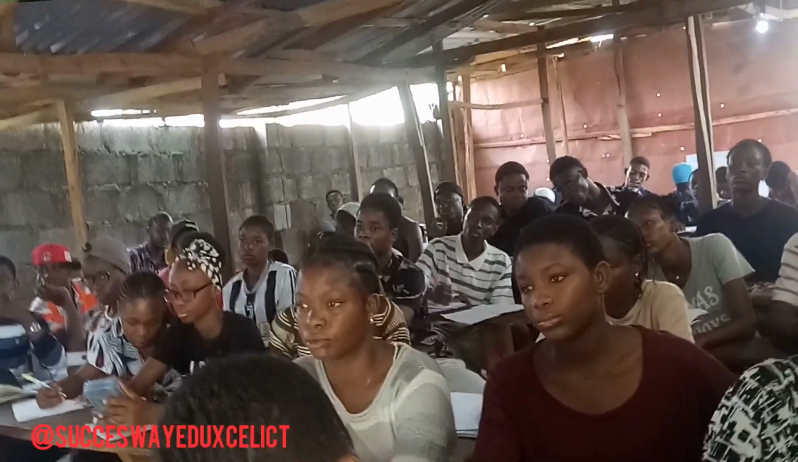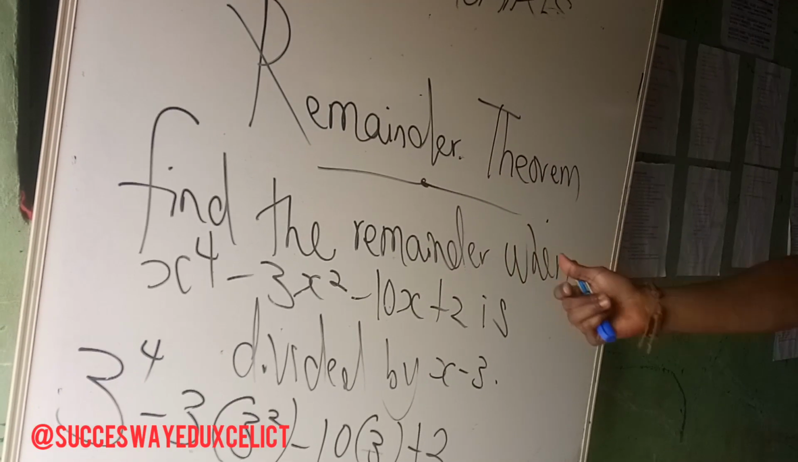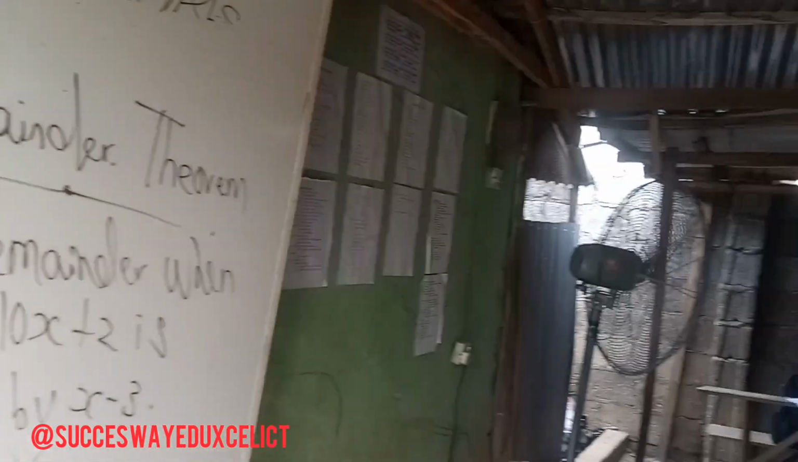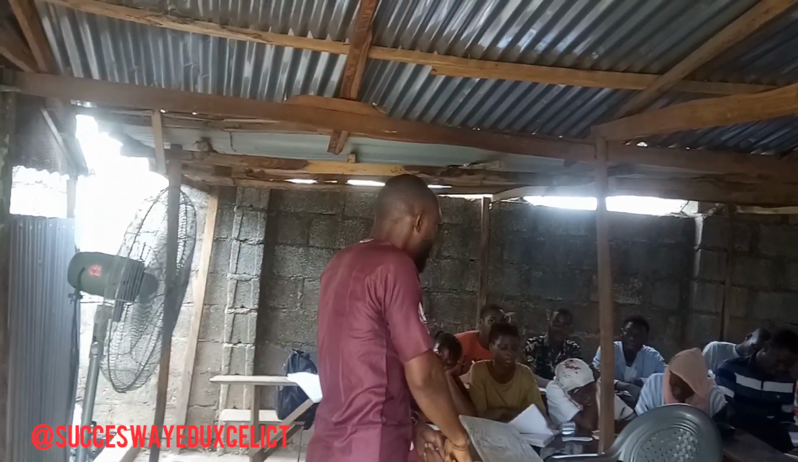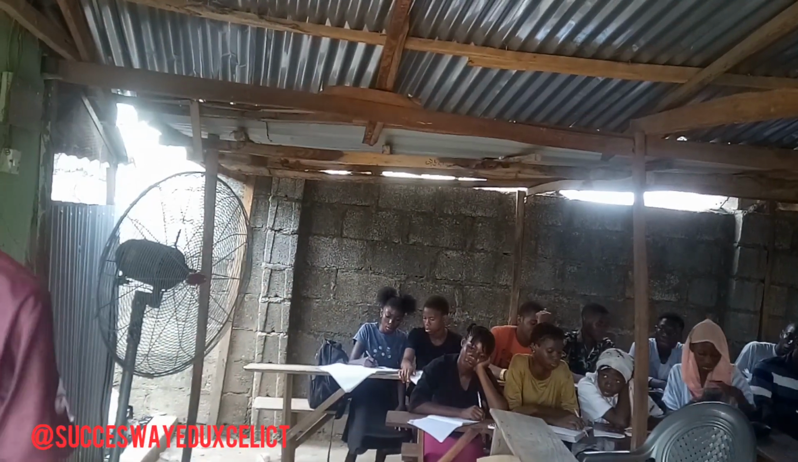So instead of solving that long division before we arrive at the remainder, we use what is known as the remainder theorem. Only when the question is asking you to look for the remainder alone. Don't bother yourself solving until you get to the remainder. All right, one more example or two more.